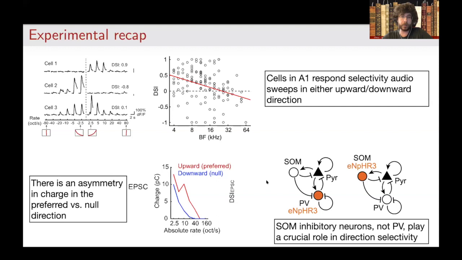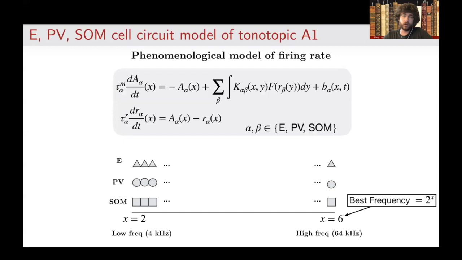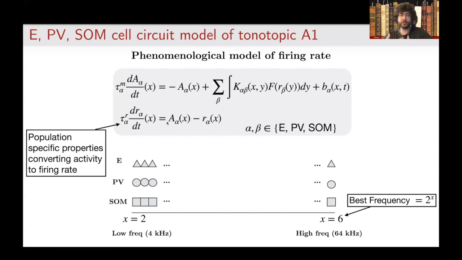So what exactly will our model look like? We're going to have a model of the tonotopic axis, from low frequency to high frequency. It's a phenomenological model: we have an equation that represents the activity of these different populations at each point of this axis, so it's a nice spatial model. We're also going to have another differential equation that converts activity to firing rate. One of the key reasons we wanted to include this was the observation that some neurons have a delay in recruitment. There seems to be a delay in receiving input and getting recruited into the circuit and responding.